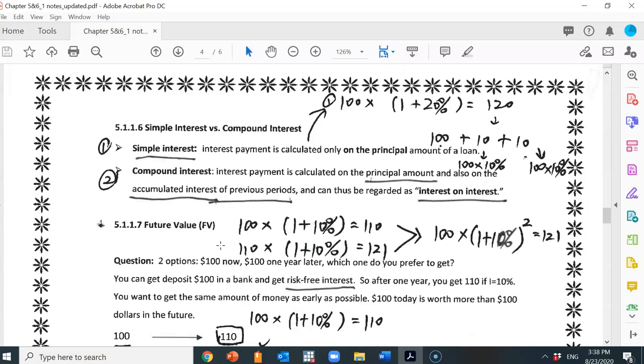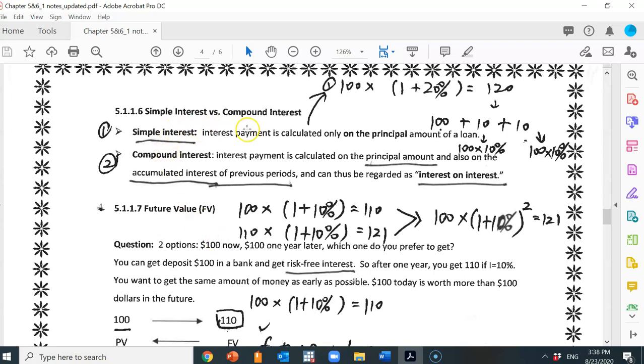All right, next topic. Let's look at simple interest versus compound interest. Okay, in the last example, we used compound interest, where interest payments are calculated on the principal and also on the accumulated interest of previous periods. So we earn not only interest on principal, but also interest on interest. If it's a simple interest rate, it is calculated only on the principal amount of a loan, not interest on interest. Okay, so in real life, most financial institutions are using compound interest rates rather than simple interest rates.